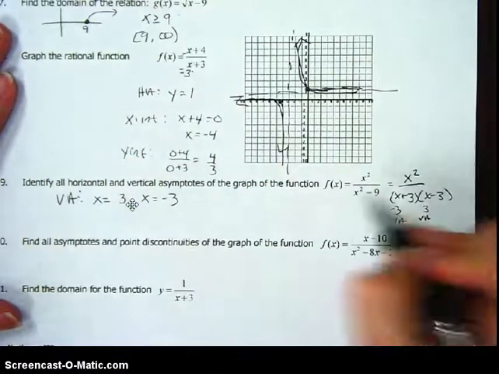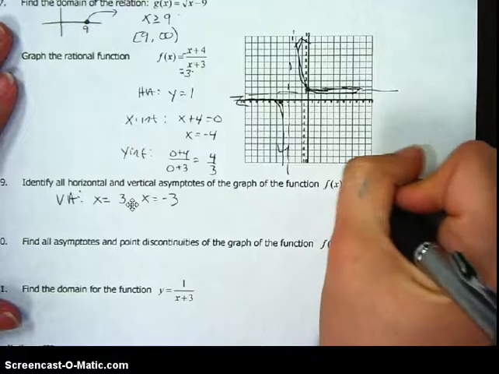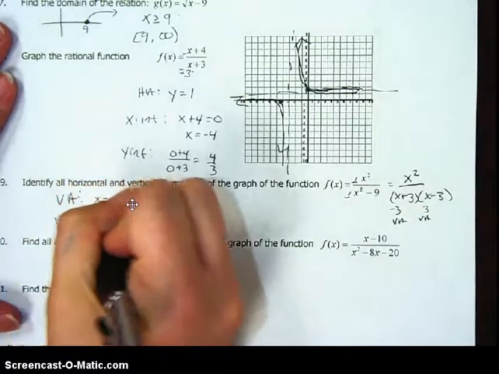Horizontal asymptotes, we go back to the original. So we've got x squared over x squared. Since they're the same, we're going to use the numbers in front, which is 1 over 1. So our horizontal asymptote will be y equals 1.